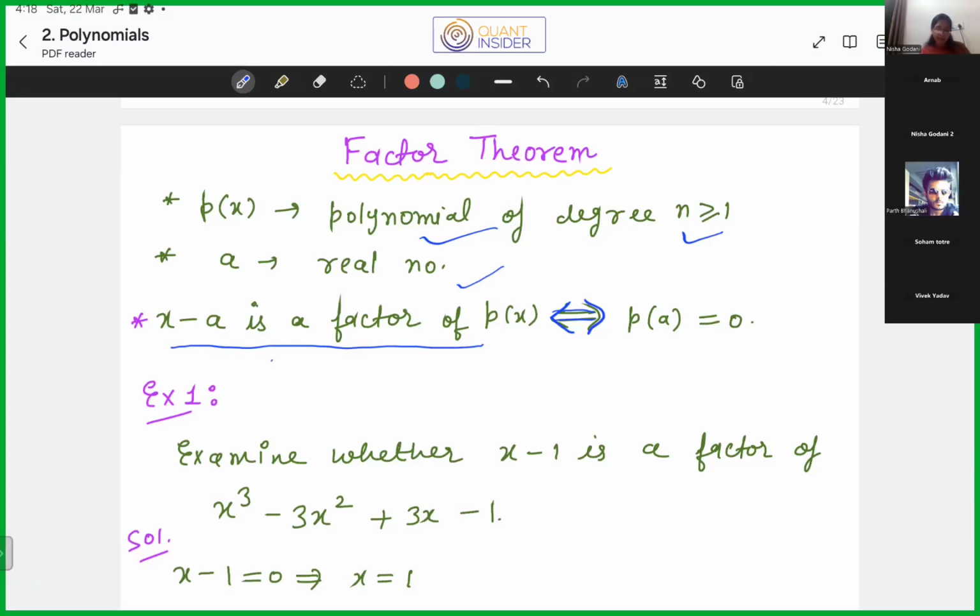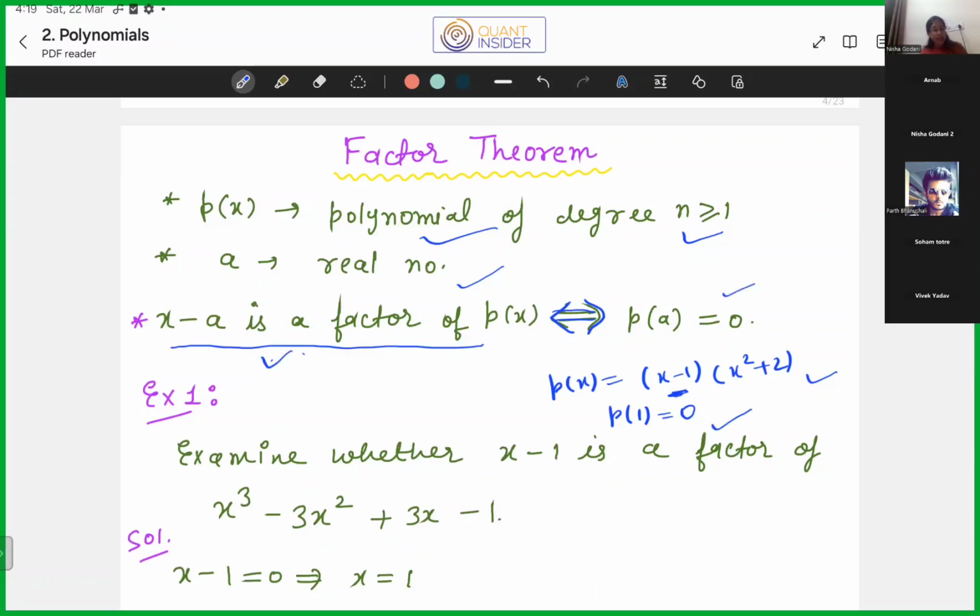Suppose you have a polynomial like (x minus 1)(x square plus 2). Here you can see x minus 1 is a factor. So according to this theorem, if x minus a is a factor, then p(a) is 0. So you can say that p(1) is 0, because when you put x equal to 1, you have 1 minus 1, which is 0. So you have p(1) equal to 0. So if x minus a is a factor, then p(a) is 0.